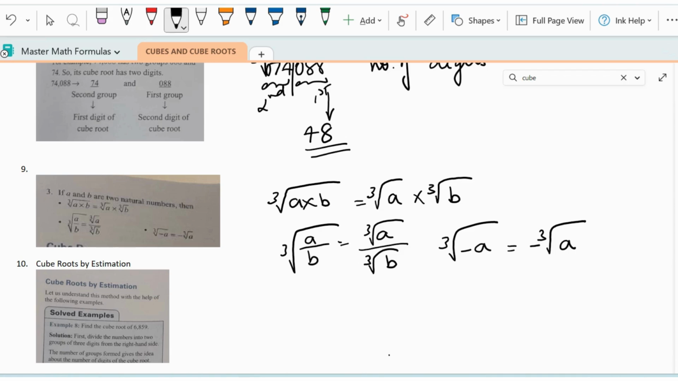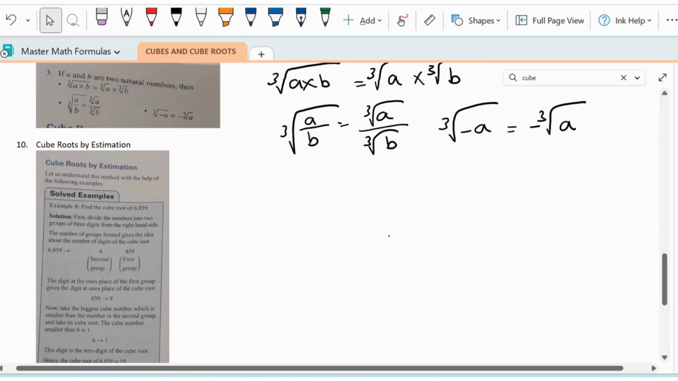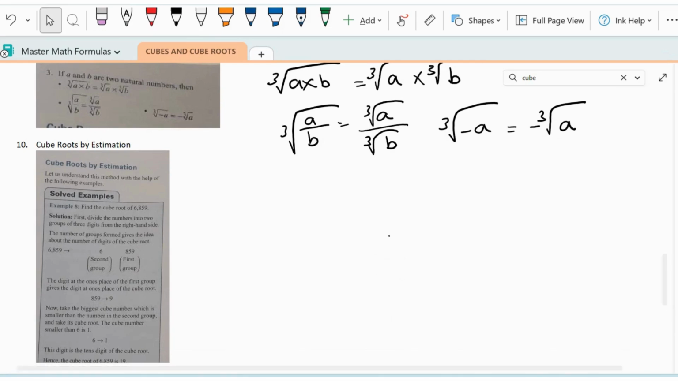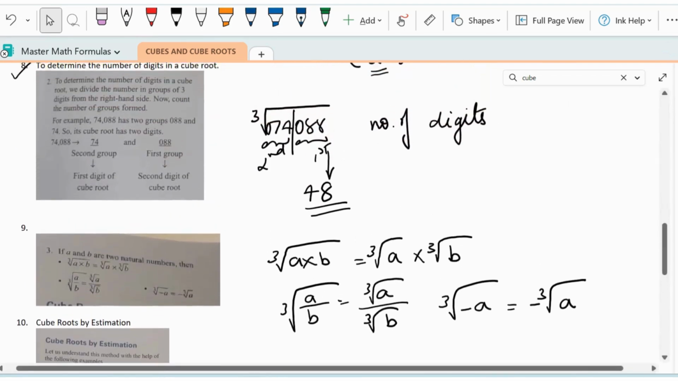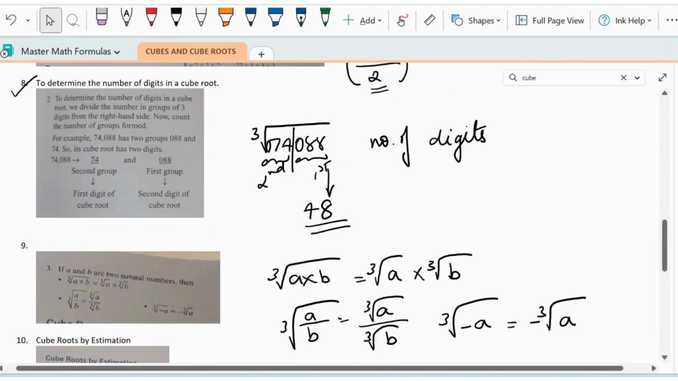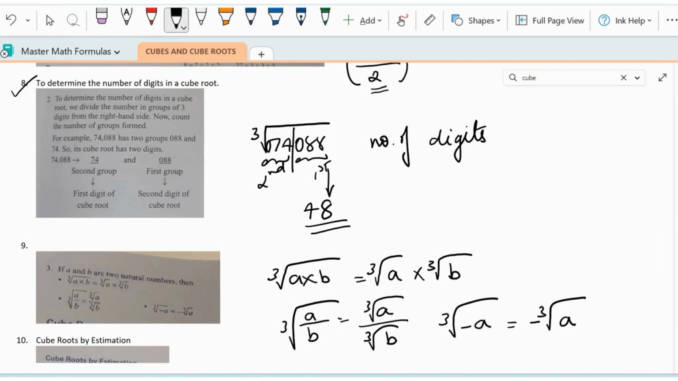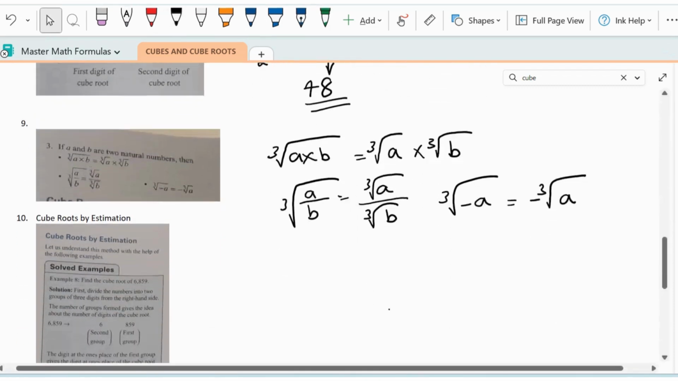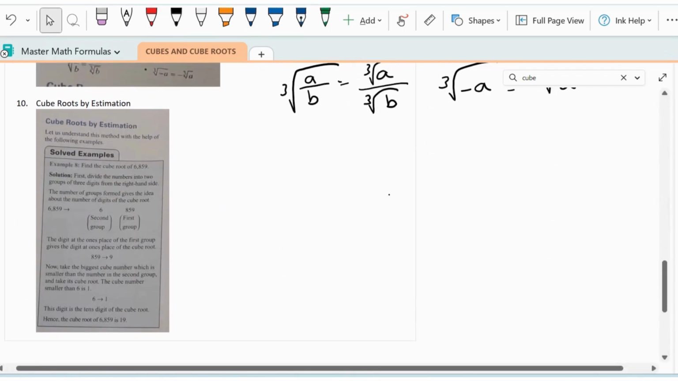Okay. Now the last one, to find cube root by estimation. I think I already explained to you over here, which was finding the cube root of the given number by estimation. Okay. So with that we are done with the properties.